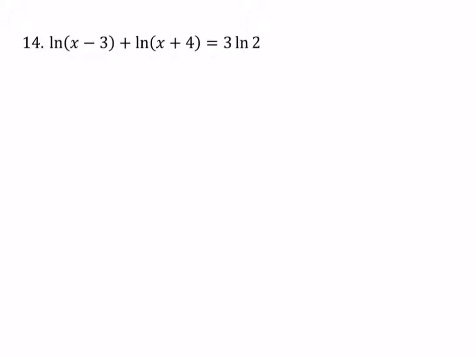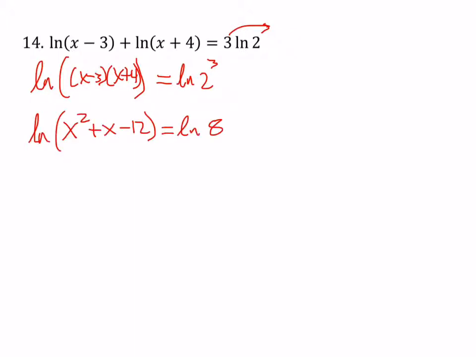We have a sum here, so we can write that as the natural log of (x minus 3) times (x plus 4). So it becomes a sum there. And this is the natural log of 2 to the third. Multiplying this out, we get the natural log of x squared plus x minus 12, and we get the natural log of 8 here.